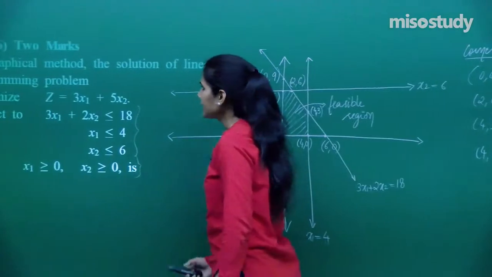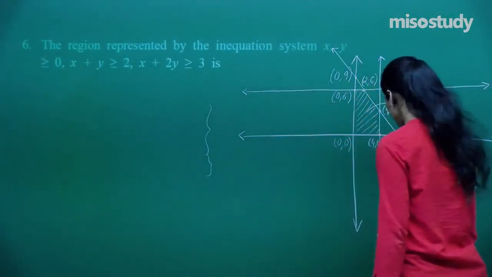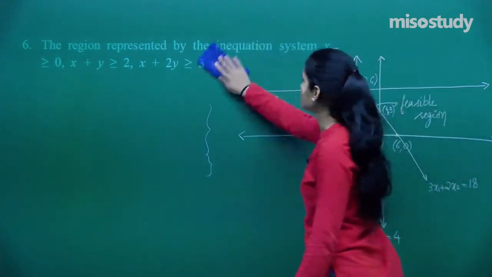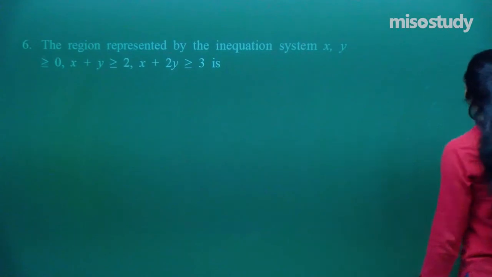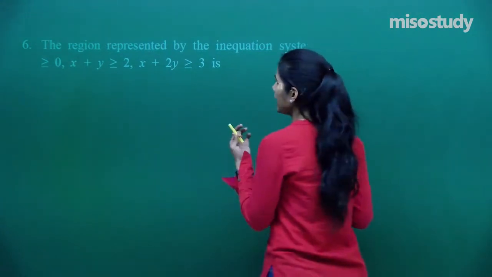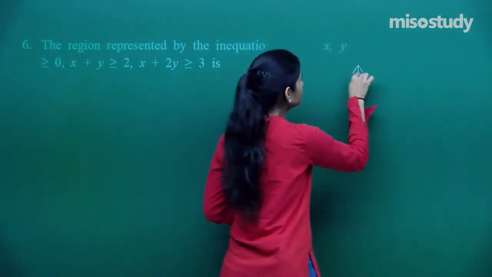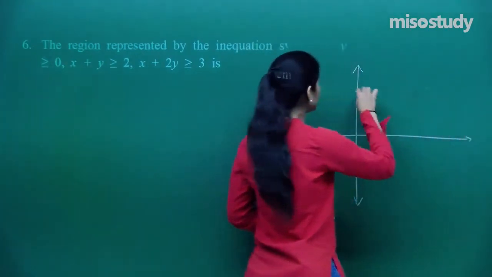Clear? Next I have the region represented by this inequation system. Let's see. x and y are given to be non-negative, that means the portion represented by these inequations is the first quadrant. Then I have x plus y greater than or equal to 2.